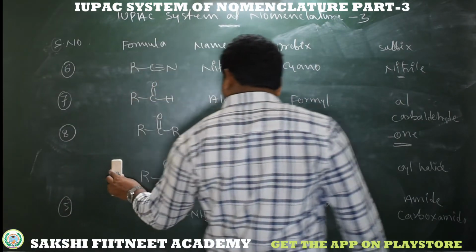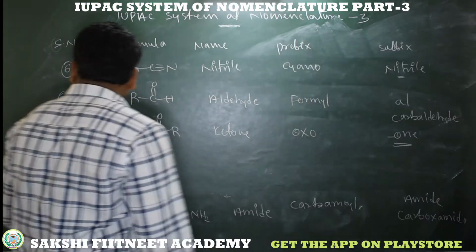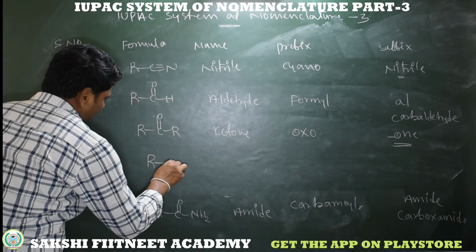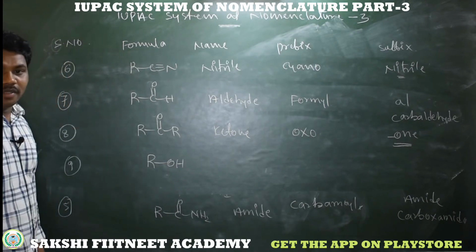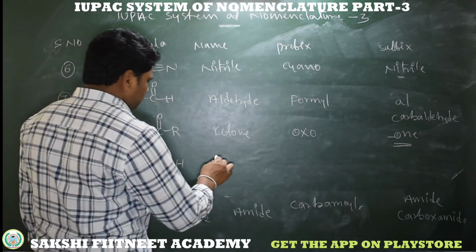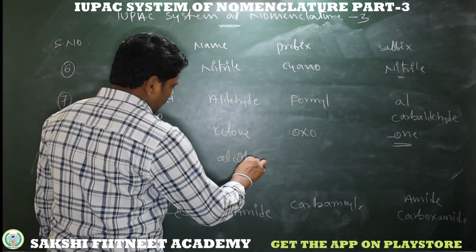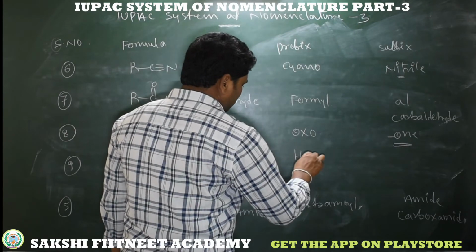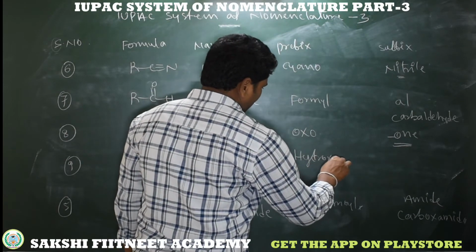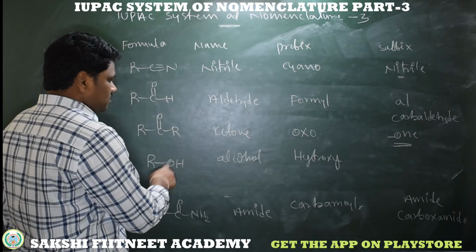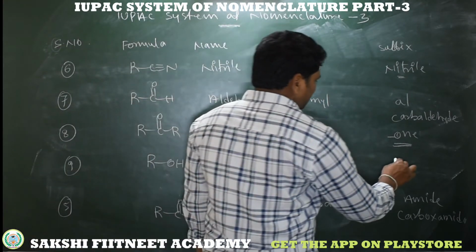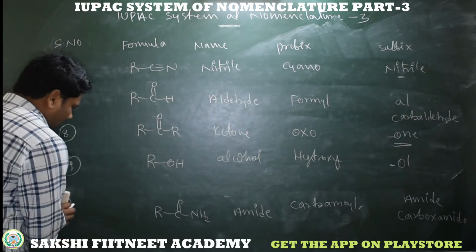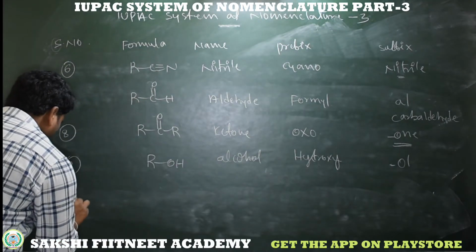Next, after this ketone, the ninth priority group goes to alcohol. So the name is alcohol functional group. What about the prefix name? It's hydroxy. If this is a suffix, it becomes ol.